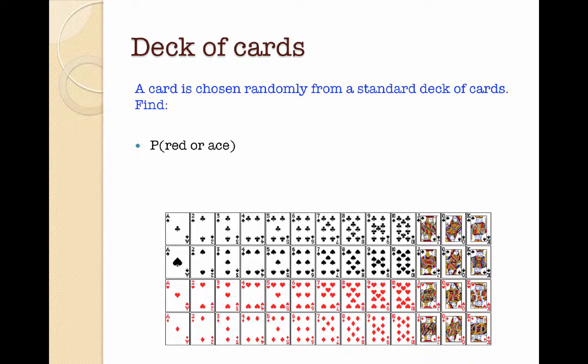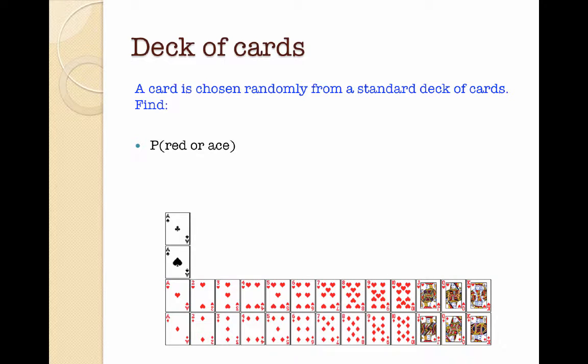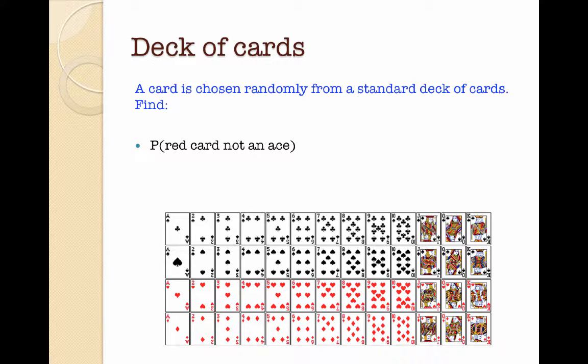The probability of a red or an ace means that I want to look at all the cards that are either reds or aces. These are all the cards that are reds or aces. 26 of them are red, and then I've also got to include the 2 black aces. This means that I've got 28 out of 52 chance of getting a red or an ace, or 7 out of 13.